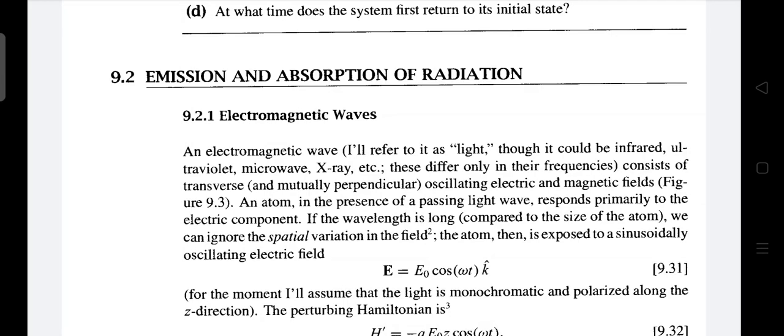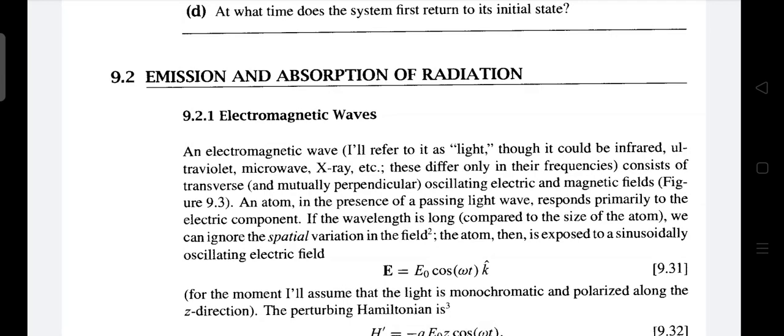Suppose the wave is going in the x direction. The propagation of the wave is in the x direction. These electric field and magnetic field are perpendicular to the direction of propagation of the wave, so we call it a transverse wave. So electromagnetic waves are transverse waves.